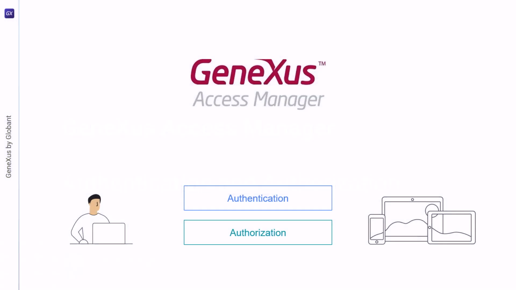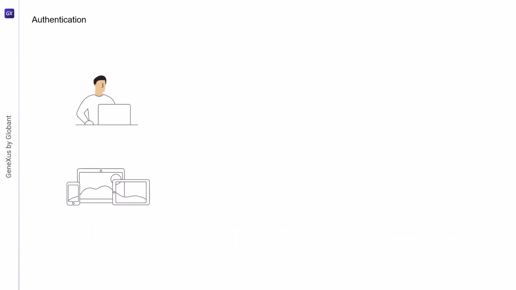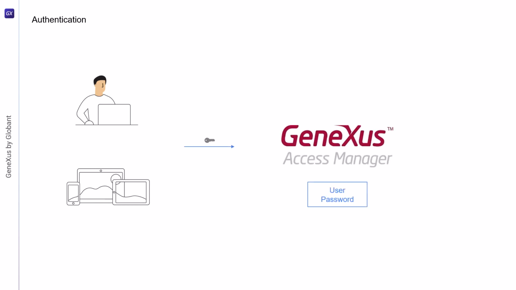In this video, we'll see a little more of the authentication and authorization features used in GAM. Authentication is the process of verifying that users are who they claim to be by validating their credentials. In the case of GAM, username and password. It's possible to implement different types of authentication, and even more than one can be enabled simultaneously. The types are local, where the user's credentials will be stored in the GAM database in the user table.